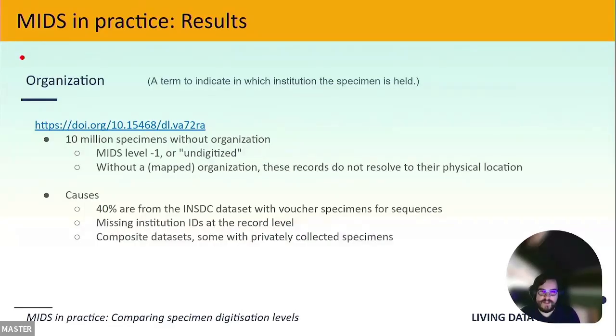That's the breakdown, which you can see on the slide. You see that almost half of these are from an iNaturalist dataset, which contains essentially sequence data. The purpose is the voucher specimens associated with those sequence data. And indeed, quite a lot of these voucher specimens do not properly, or not even at all, resolve back to the physical specimen, wherever that is in the world. It's just unknown to which institution they belong. There are also other datasets with institution IDs at the record level. This could be a mismapping, but it could also happen with composite datasets, in particular when there are privately collected specimens in there, residing in private collections for which it's not straightforward to make an organization ID.